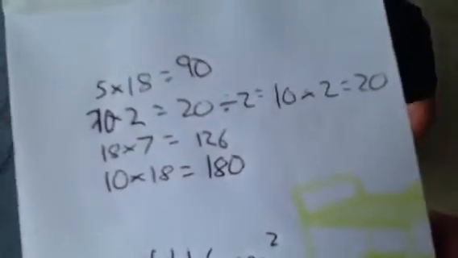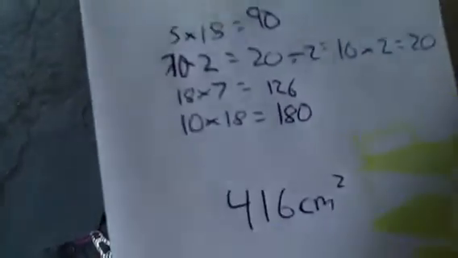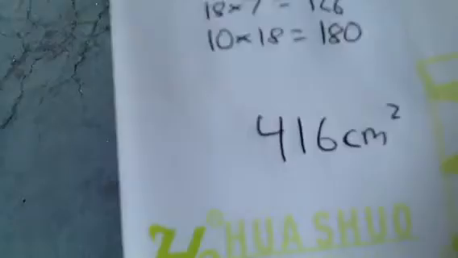5 times 18 is correct. 7 times 22, that is correct. 8 times 7. 416 centimeters squared for the surface area problem. Nick is correct.